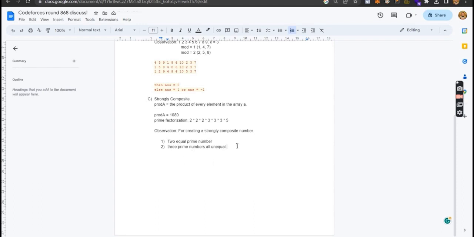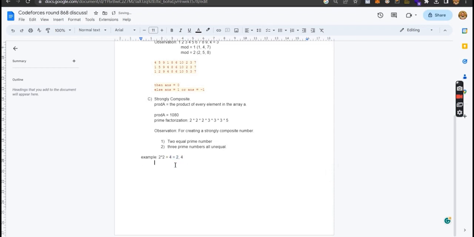So let's take an example. For example, the multiplication of 2 and 2 is of course 4, and it's a composite number. The prime factorization of 4 is like this: all the factors of 4 are 2 and 4. So the number of composite factors is 1, and the number of prime factors is 1. So this is a strongly composite number.